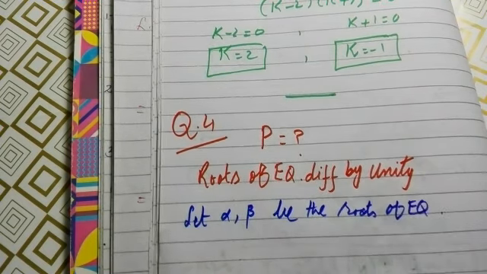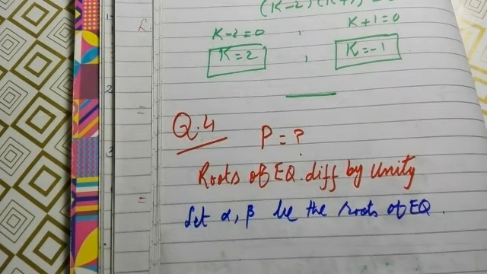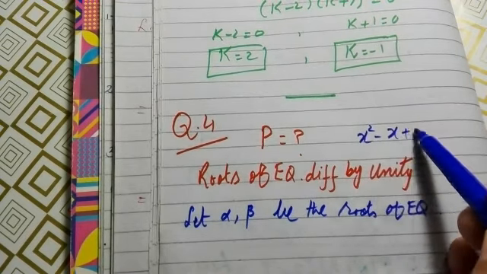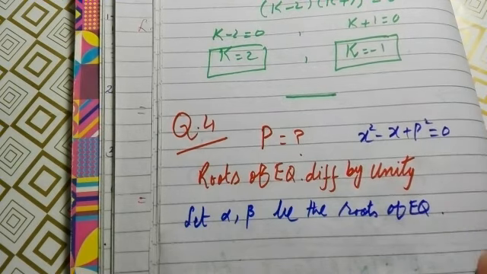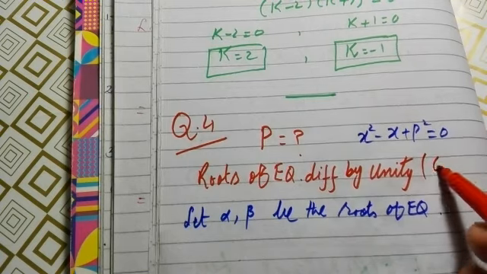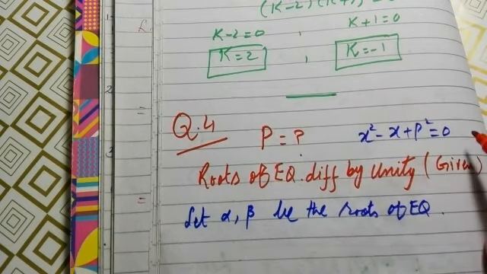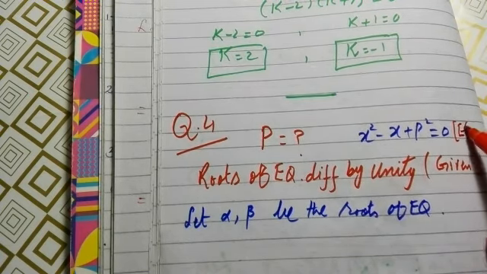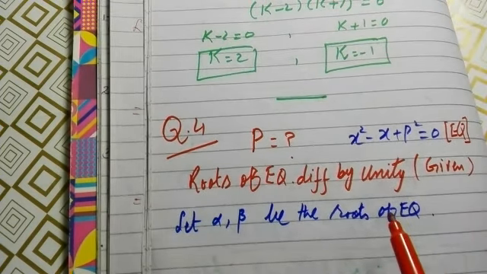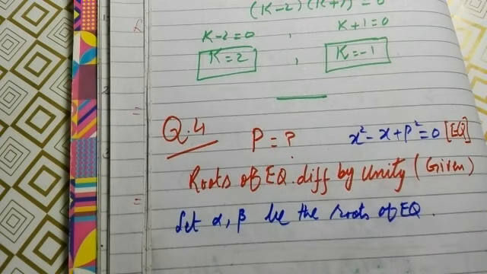and I want to write the equation for you. The equation has x square minus x plus p square equals to 0. So this is the main point which I wanted to discuss with you. This is the given information. It is the quadratic equation, and this is a given condition. We will start the solution from here.